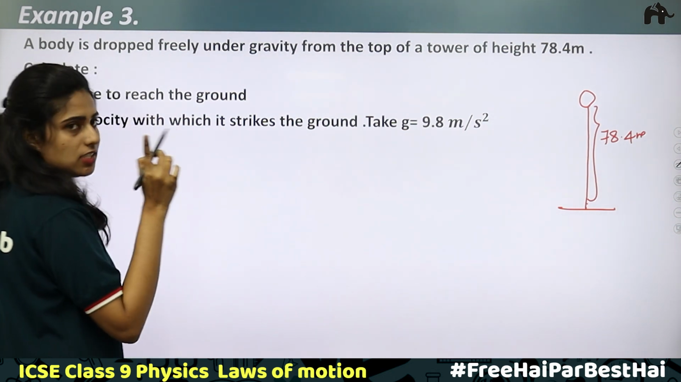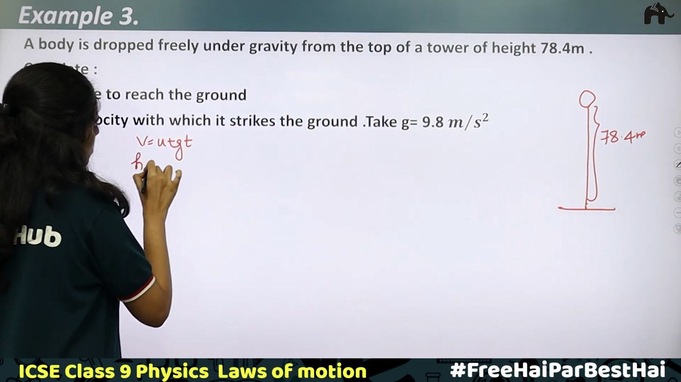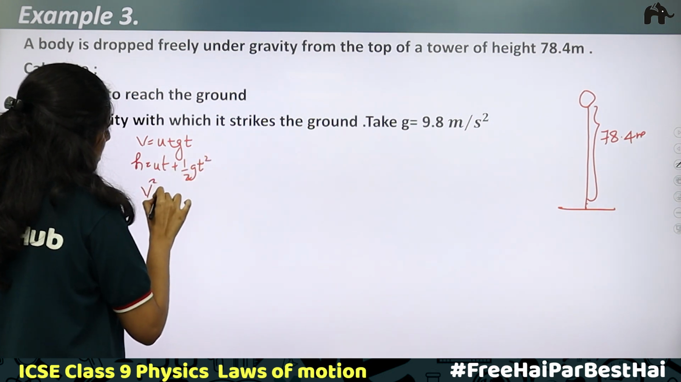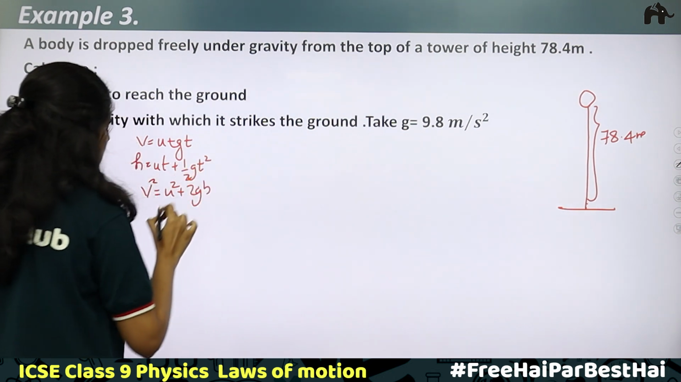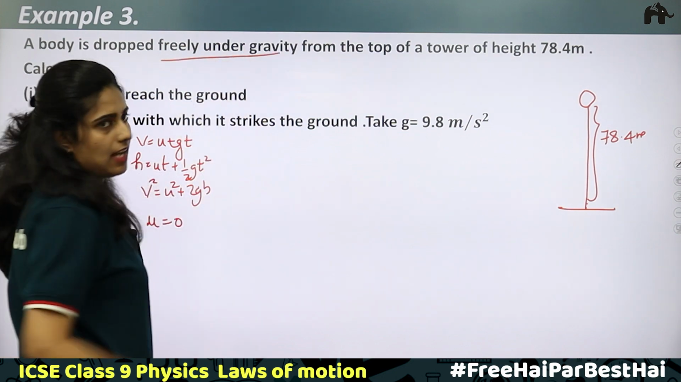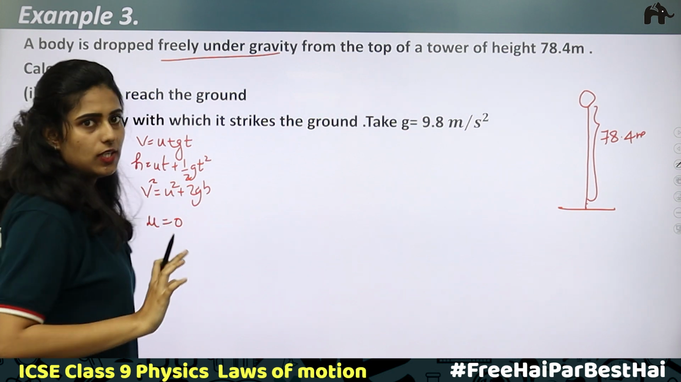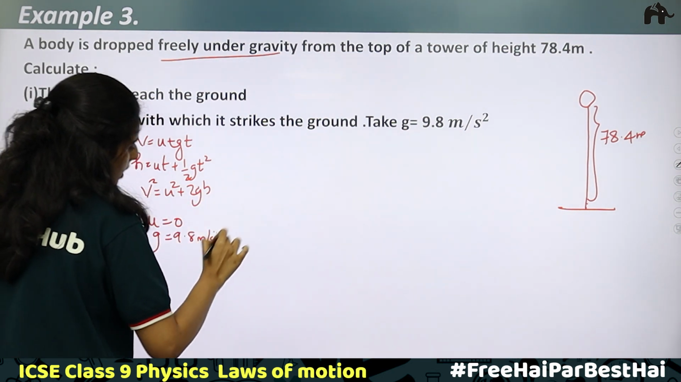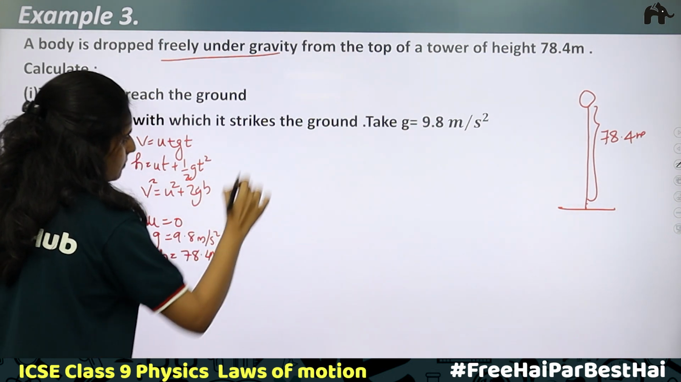Here we have 3 equations. v = u + gt. h = ut + half gt square. And the third, v square = u square + 2gh. Here, what are the given quantities? We have u equal to 0. Why? Because a body is dropped freely under gravity. There is no other force except gravitational force, so u will be equal to 0. Then g is given 9.8 meter per second square. h is given, which is 78.4 meters.